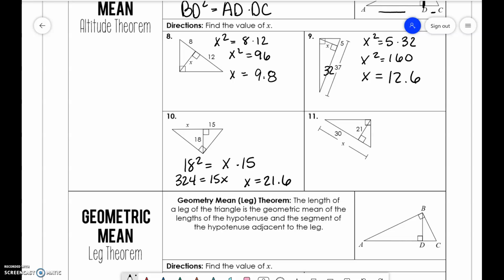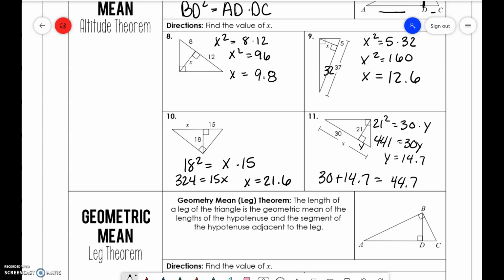And then for this one, it's going to be x minus 30. Let's not do that. Let's say that this is y. We'll just give it another variable. So 21 squared is equal to 30 times y. So then we would have 441 is equal to 30y. We get y is equal to 14.7. And then we can just add 30 plus 14.7 is equal to 44.7. That's a lot easier.